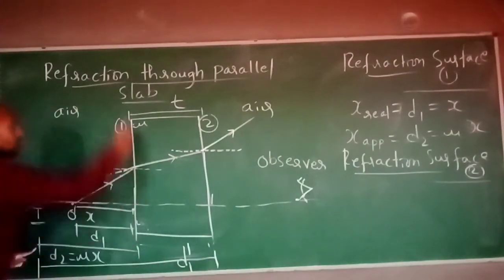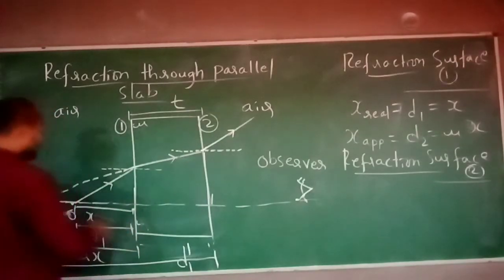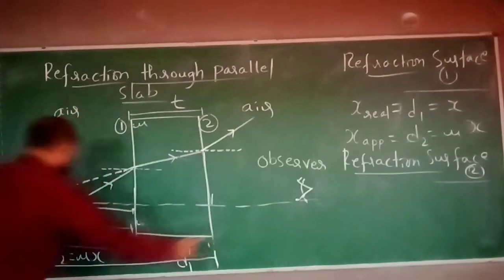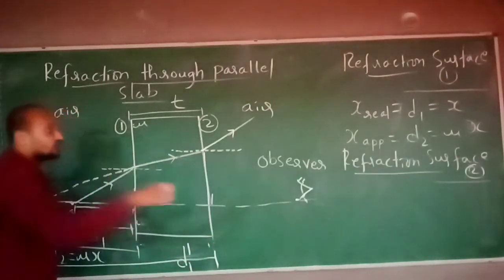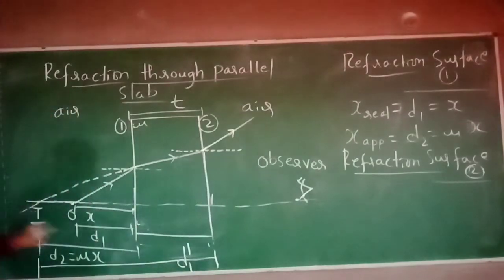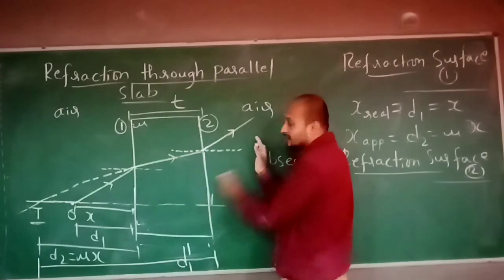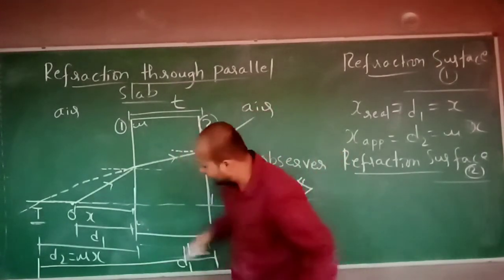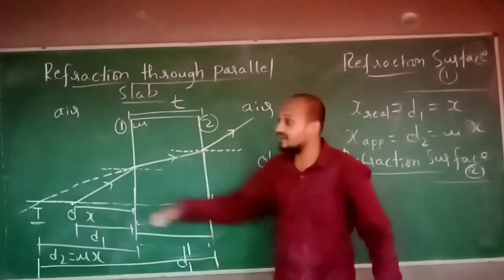What is D2? From the first surface to I is the distance. What is D1? From the object to the first surface. What is D1 dash? From the second surface to I. Now this D1 dash is the real depth for the second surface. You are standing in the rarer medium, and the object is inside the denser medium, having a real depth of D1 dash.